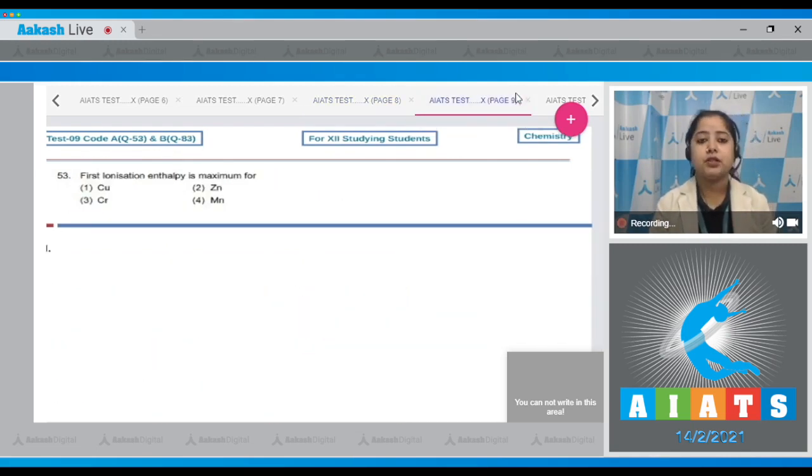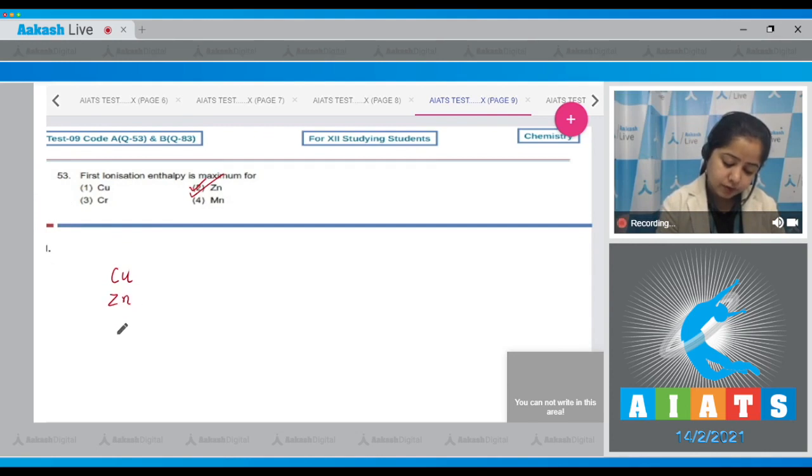Moving to the next question, which is question number 53. Let's read it. First ionization enthalpy is maximum for copper, zinc, chromium, manganese. Students, among the given elements, zinc has the highest ionization enthalpy. And I'm writing the data. So the correct answer is zinc. Also, I'm writing the data. Copper, zinc, chromium, and Mn.